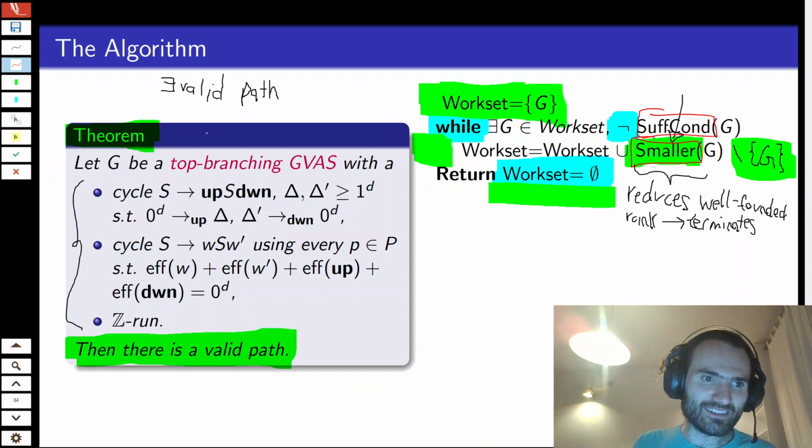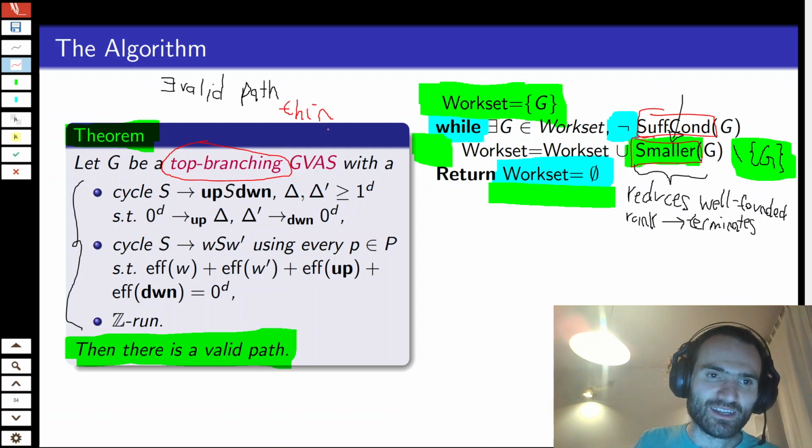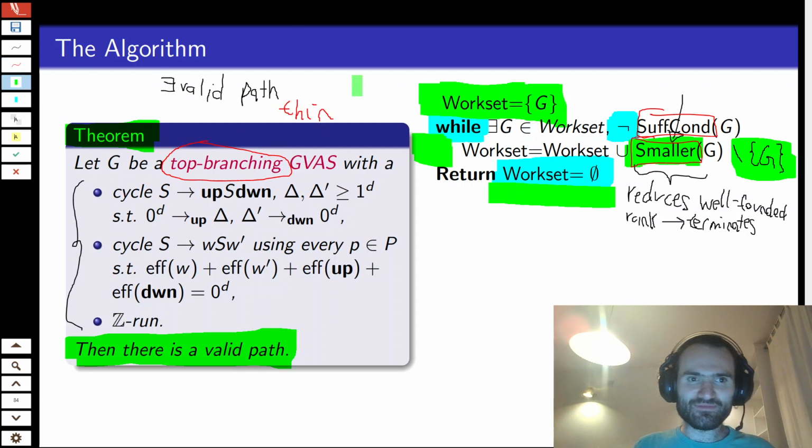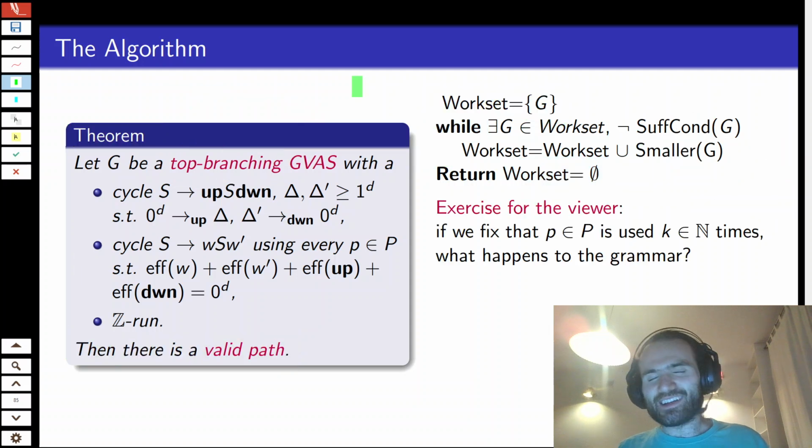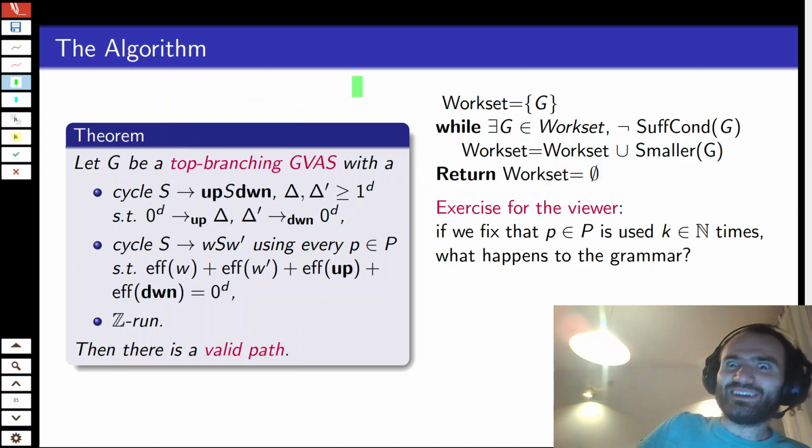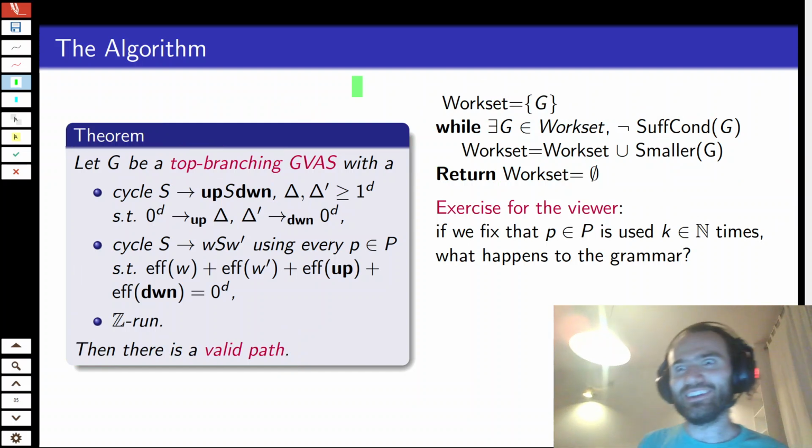Well, this was the sufficient condition for top branching. We need a sufficient condition for thin as well. But then in total we are done. Okay, so let's go with an exercise for the viewer. I think if you think about this, it will help you for the next part.